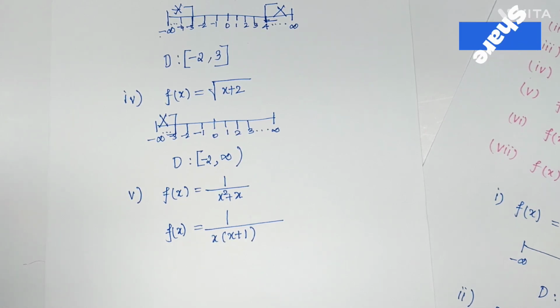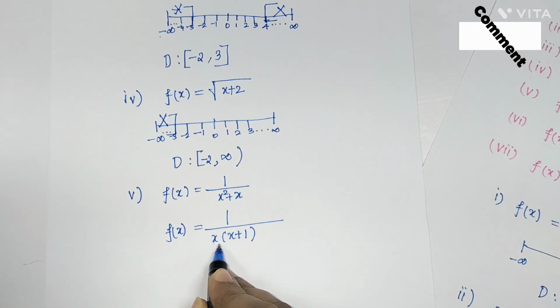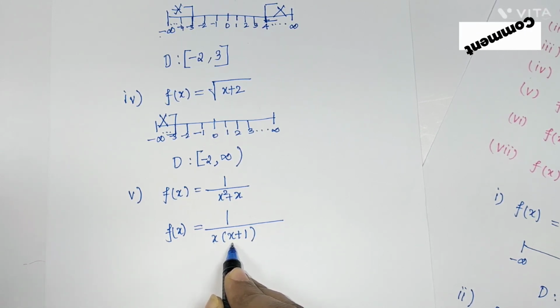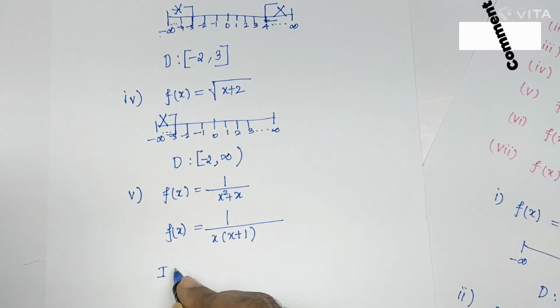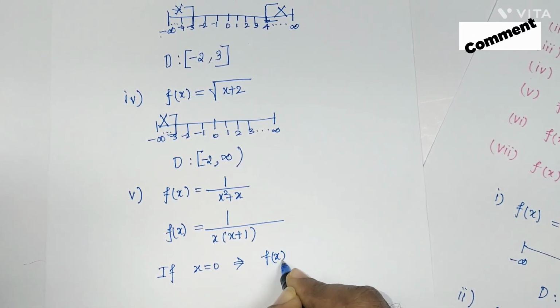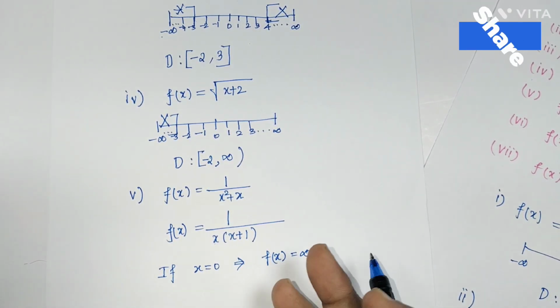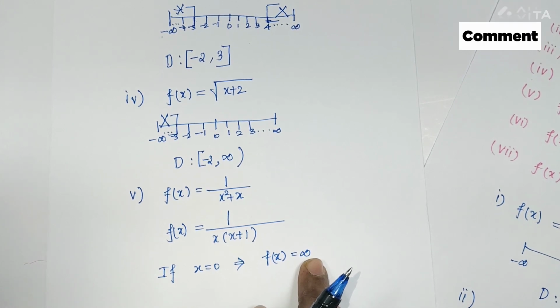How to identify the domain? Simply, when I substitute x equal to 0, what will you get? 1 divided by 0 means infinity, an indefinite function. When I substitute x equal to minus 1, again you will get an undefined function, right? So if I take x equal to 0, you will get f of x equal to infinity. When I give one input, there must be one output, but here there is no output. It gives an infinite, indeterminate form. So that means there is no function here.